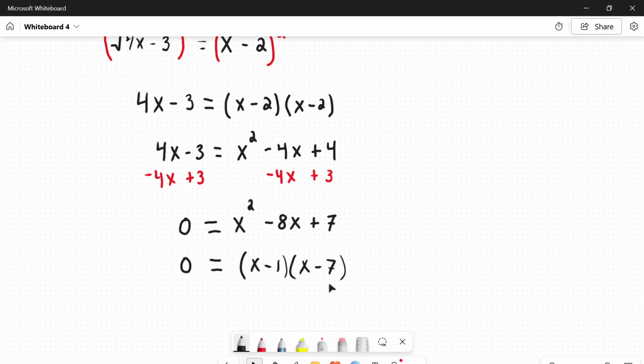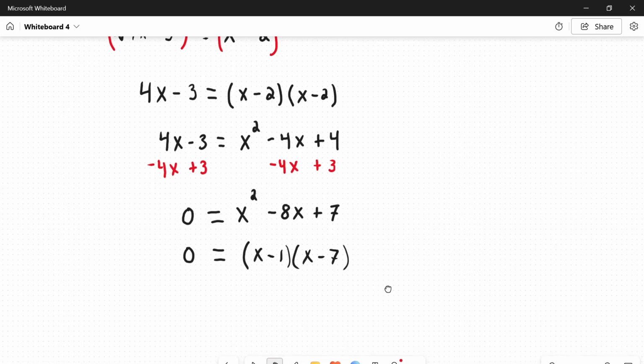You could refoil that just to double check. But what I'm looking for is numbers that multiply to give me positive 7, -1 and -7, that also add to give me -8. -1 and -7 multiply to give me positive 7, and they add to give me -8. So those are the factors.